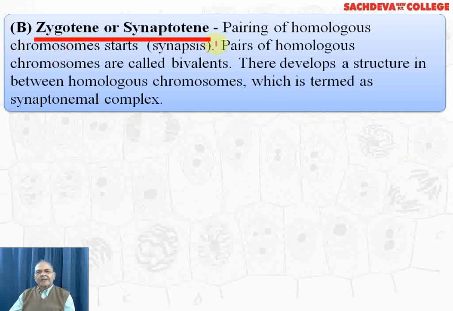Zygotene or synaptotene. Pairing of homologous chromosomes starts, which is called synapsis. A pair of homologous chromosomes is called a bivalent. You know, each chromosome is univalent and homologous chromosomes are bivalent. There develops a structure between homologous chromosomes which is termed the synaptonemal complex. And here I may tell you one thing, that the pairing of the homologous chromosomes is a highly precise process. It starts from one end and proceeds toward the other in a zipper-like fashion.